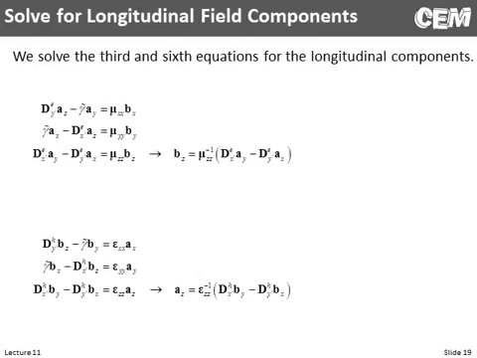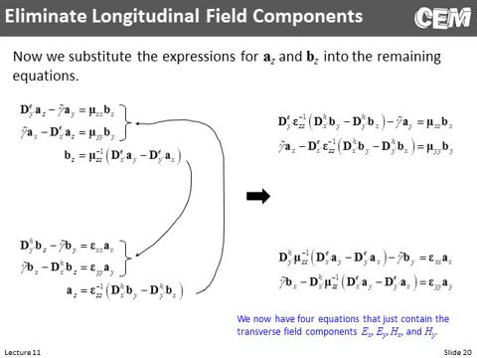So we have our 6 matrix equations. We're going to solve the 3rd and the 6th for the longitudinal components, BZ and AZ. Then we're going to take this expression for BZ and eliminate BZ in these 2 equations. We're going to take this expression for AZ and plug that in up here to eliminate AZ from those equations. So here's where we do that. Now we're left with 4 equations. Here's our 4 equations. They no longer contain AZ or BZ.